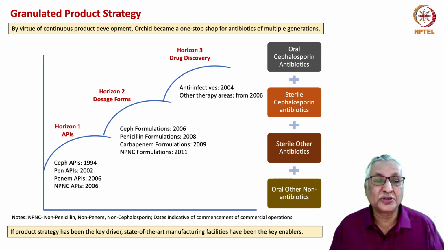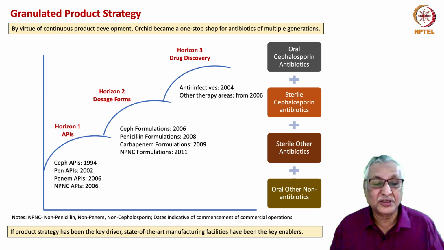The Horizon 2 of dosage forms comprised cephalosporin formulations that began from 2006, penicillin formulations from 2008, carbapenem formulations from 2009, and NPNC formulations from 2011. In the Horizon 3 of drug discovery, anti-infectives were started in 2004 and other therapy areas supplemented from 2006. You can see the stepladder development of various product lines and also some sequential and some parallel processing of these facility and IP creation activities as well as business development activities therefore.